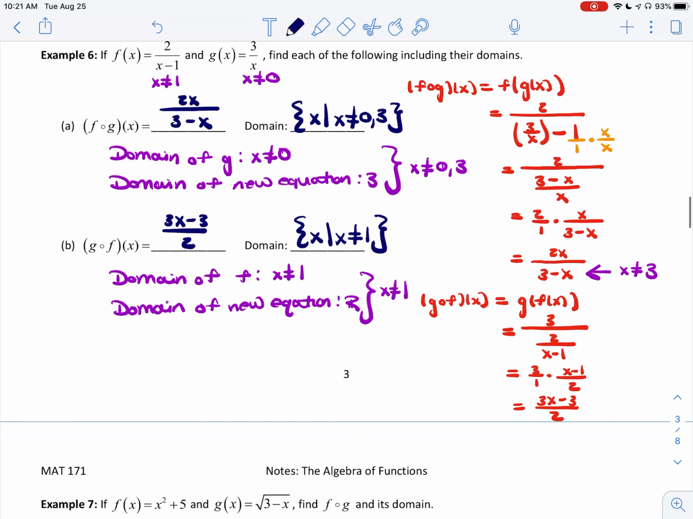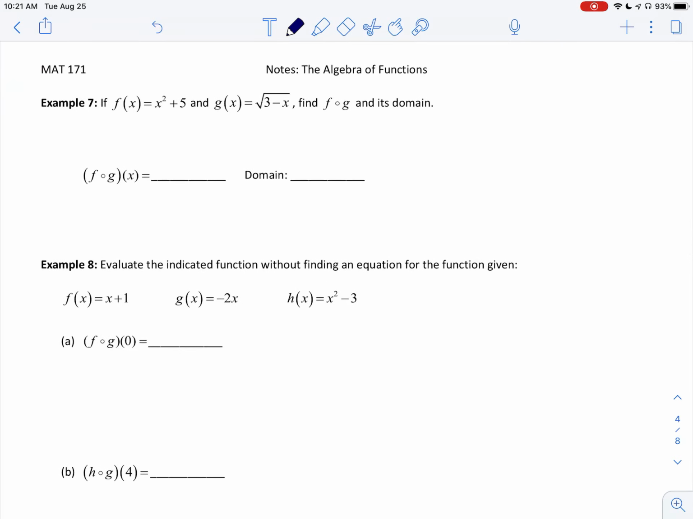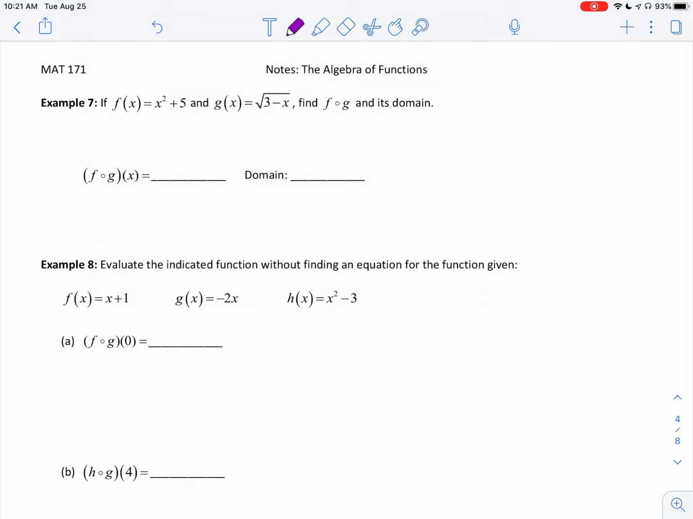All right, let's look at one more set of compositions. All right, so this time we're looking at f of x is x squared plus 5, g of x is the square root of 3 minus x, and we're looking for the composition f of g. So let's again start with our domains. F of x is a quadratic, no square root, no fraction, so that's domain is just all reals. And with our g of x, we have a square root, so we can't take the square root of a negative number. So we have 3 minus x has to be greater than or equal to 0, which if we solved that out would mean x is less than or equal to 3.